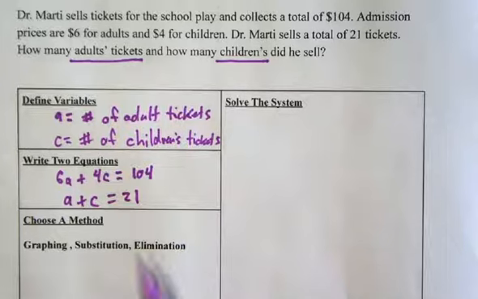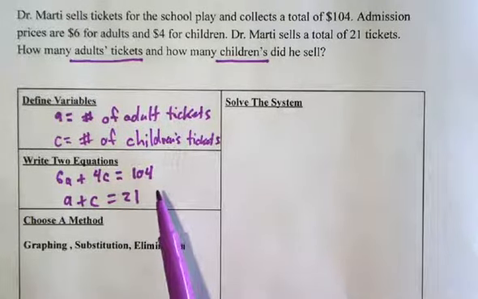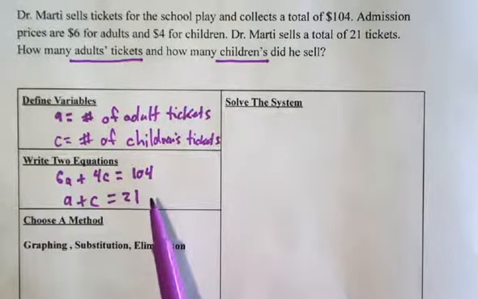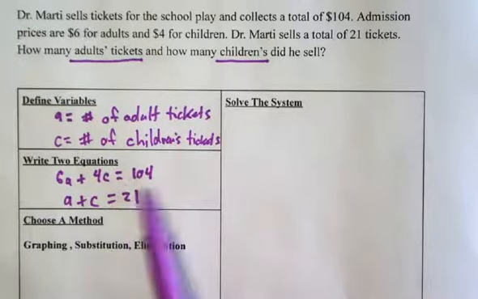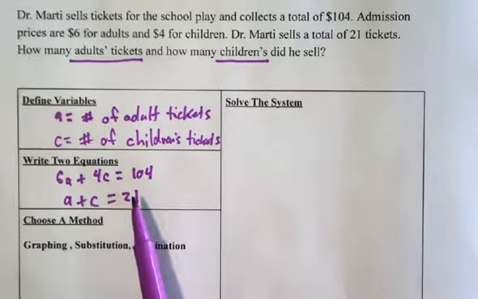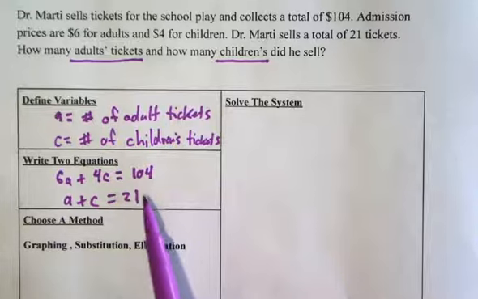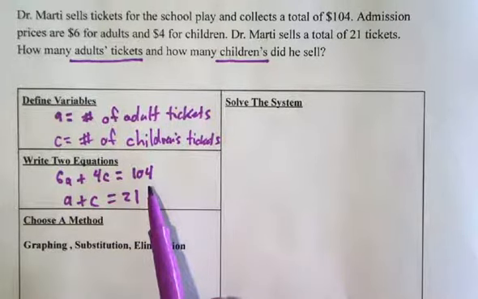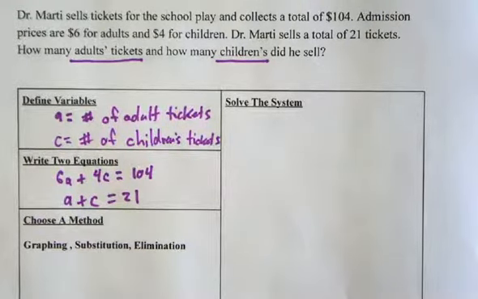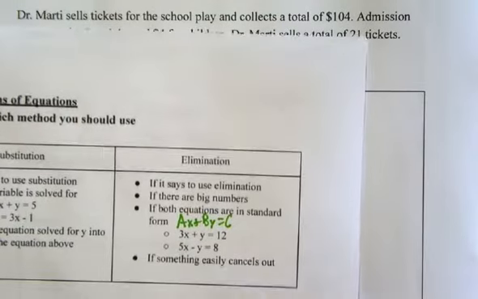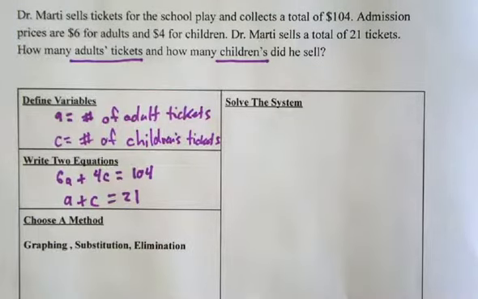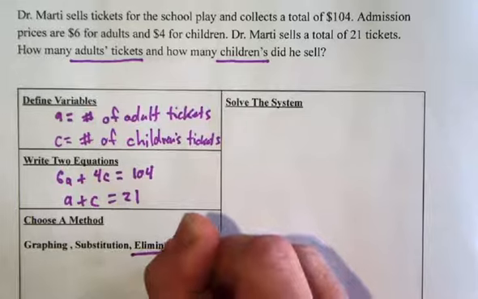Now, graphing is not ideal here, just because neither of these equations is in slope-intercept form. I also see some big numbers, 104 and 21. Remember with big numbers, if we go back here, yep, if there are big numbers, they recommend elimination. So let's use elimination here. I'm just going to circle elimination.